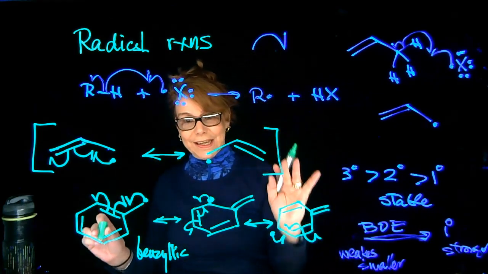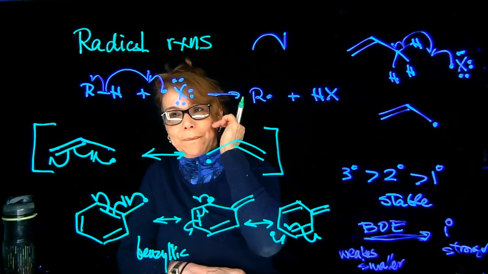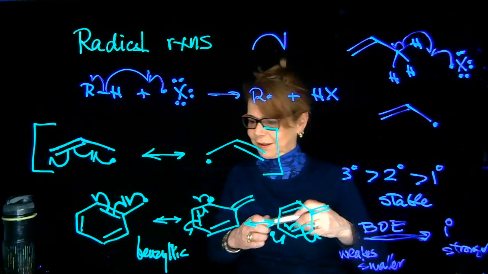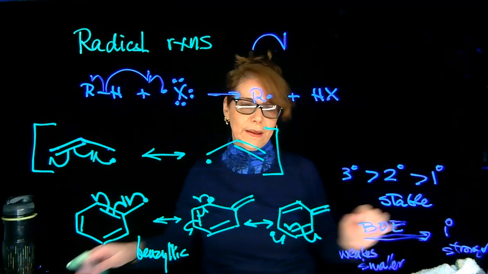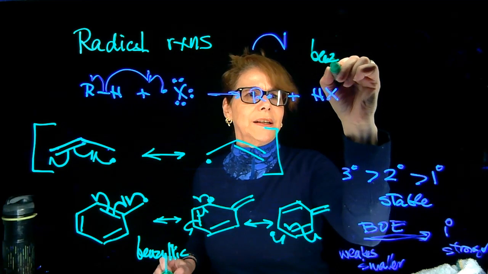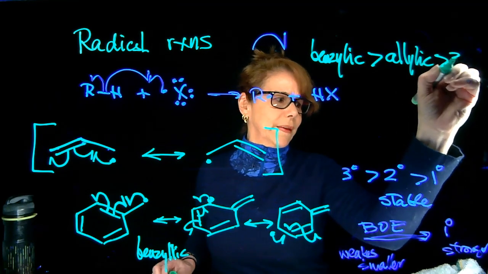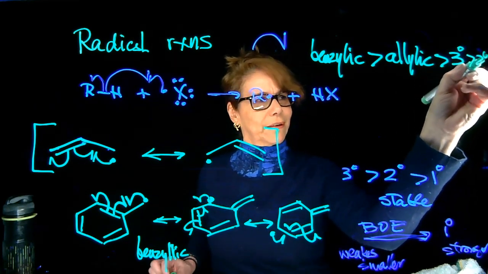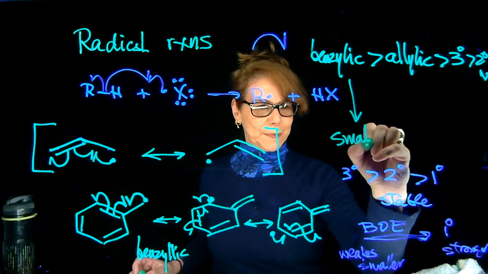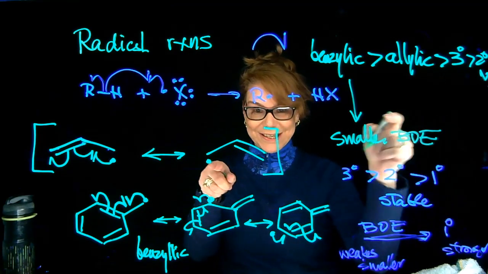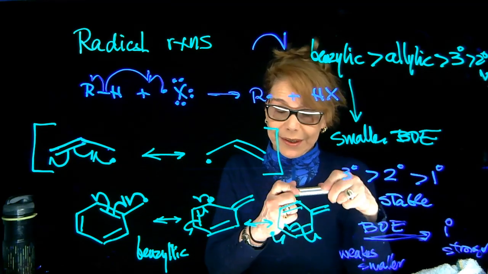Point is, having said this, the most stable of all the radicals that we are forming here is the benzylic, followed by the allylic, and then tertiary, secondary, primary. So overall, regarding stability, we're going to say benzylic is more stable than allylic, that more than tertiary, and this is more than secondary, and obviously more than primary. And this is the smallest bond dissociation energy, easier to break, easier to form, and that's important when we are now studying how to predict products in radical reactions.